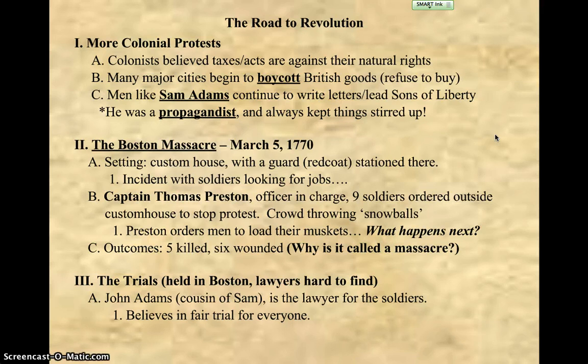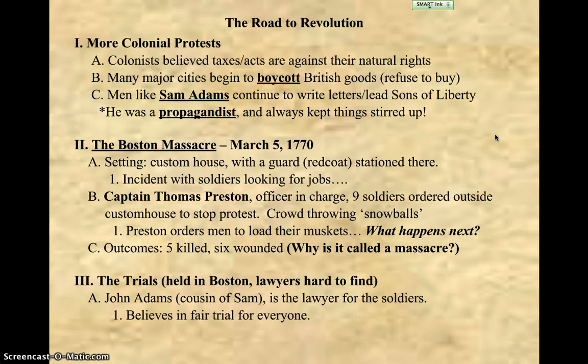One of those things that he does happens on March 5th of 1770 over in Boston, outside of a custom house, which is where you paid your taxes. A redcoat guard is stationed there, and he calls for help. He actually calls for help, saying that there were a group of angry rioters on their way.